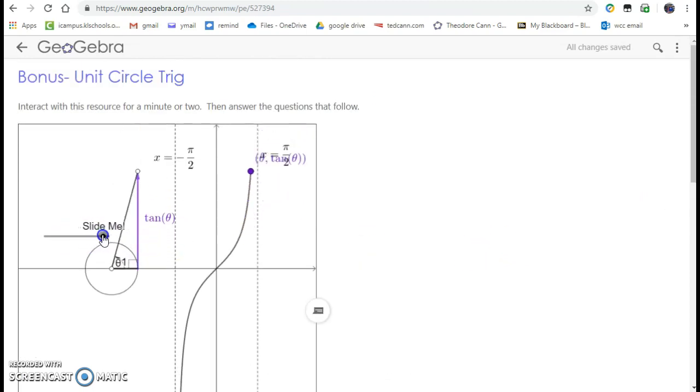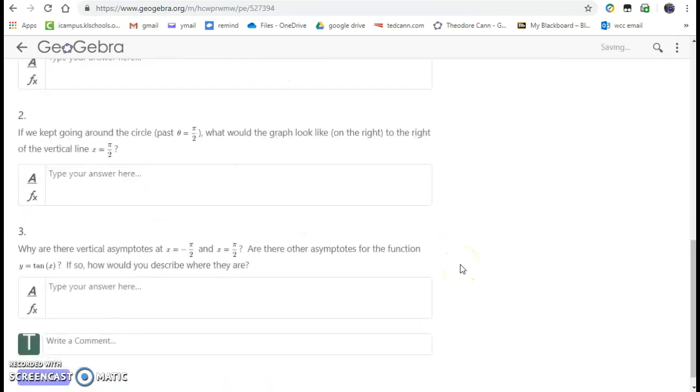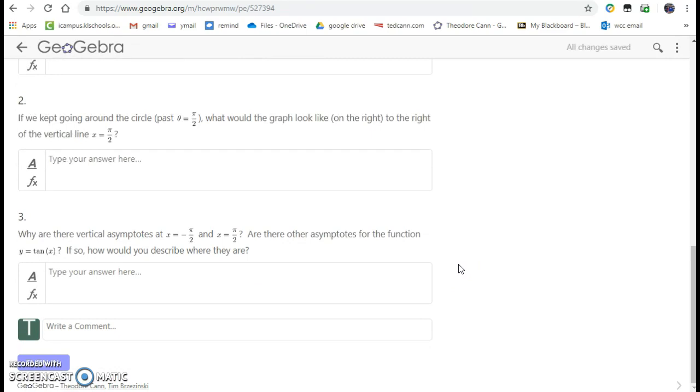as I slide to the right, you could see that theta is getting bigger and bigger. Eventually it goes vertical. So what that's asking is, what would happen if I were able to go the other way? Right? So, and the third question, why are there vertical asymptotes? Right? Really, if you just paid attention to what I did with the slider a moment ago, I think that kind of answers itself. So you should be good to go there.